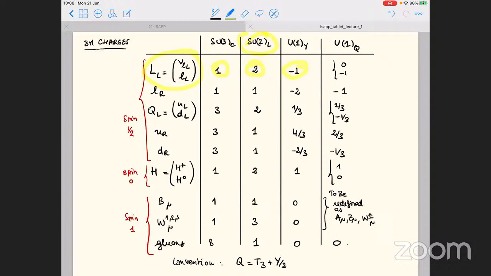When you combine the isospin values with the hypercharge, you get the value of the charge under U1 electromagnetism. And this is how you end up with a charge 0 for the neutrino and -1 for the left-handed leptons, even though they are in the same doublet, they have different charges under U1, okay?